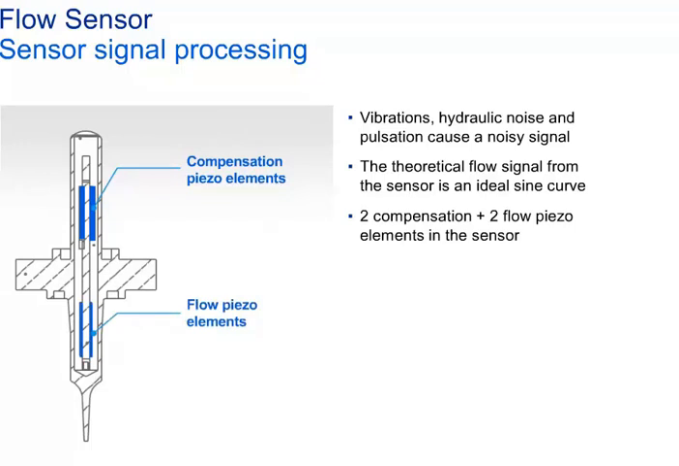The compensation piezo elements measure only the pipe vibration, whereas the flow piezo elements measure the flow signal plus the vibrations. The isolated flow signal is the signal from the flow piezo elements minus the signal from the compensation piezo elements. This makes the system ideally balanced and enables the transmitter to compensate effects from the pipe vibrations. Furthermore, the PT100 is provided for temperature measurement for compensation purposes.